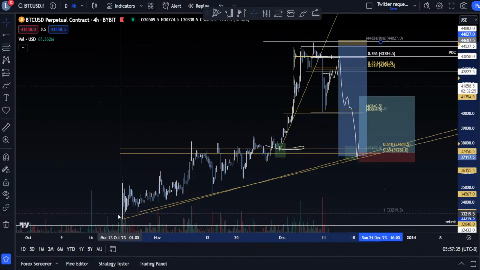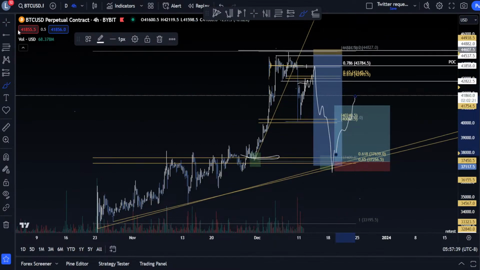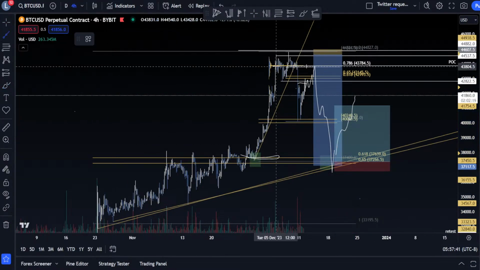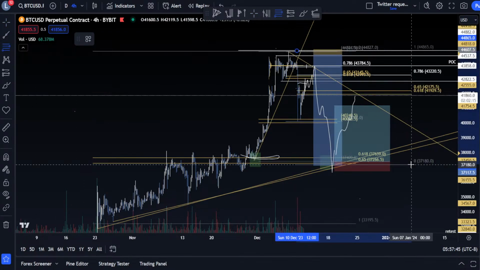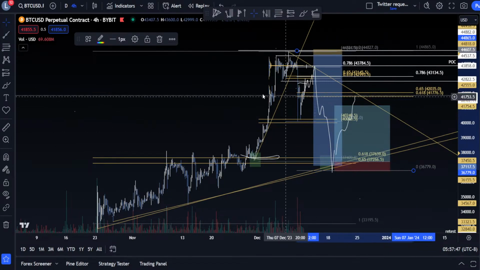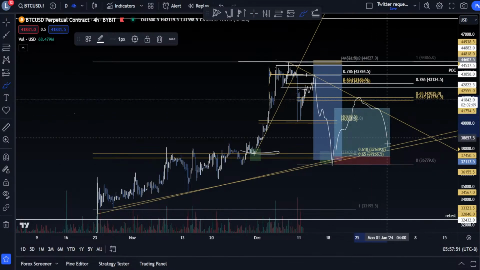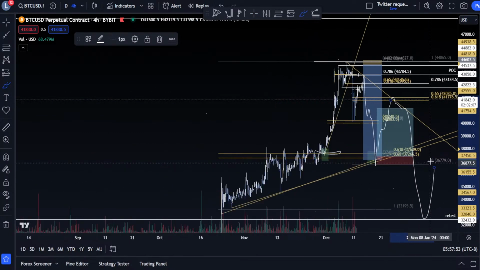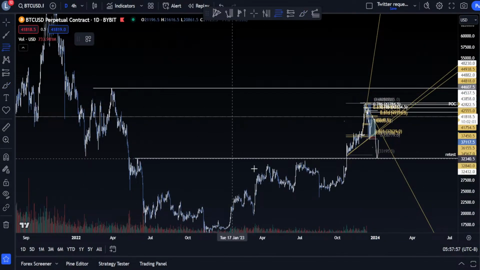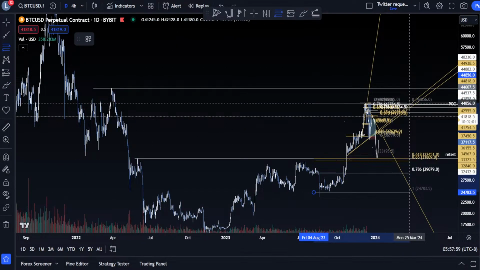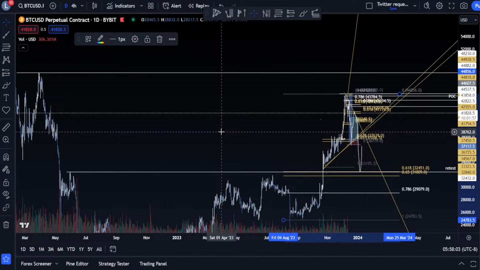Pulling the golden pocket from this region I think makes sense. We could push up maybe towards Christmas. Maybe we'll have some kind of trend line here. Of course, I'm just imagining what this might look like. And then we come back and retest these highs into this region of the chart, around 33,000.